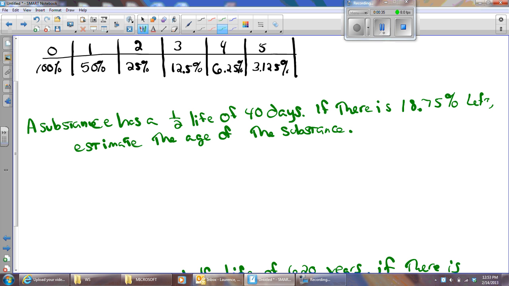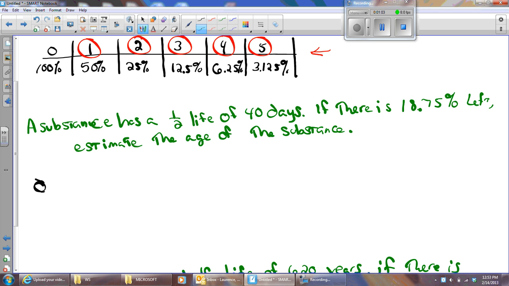So let's see how to do this. It's actually really simple. I'm going to use this chart here, but I'm going to make it specific to my problem. These here refer to how many cycles of half-lives have happened, in other words, how many times half of it has decayed. We have 18 and 3/4 percent left, with a half-life of 40 days. First thing I'm going to do is make my table.